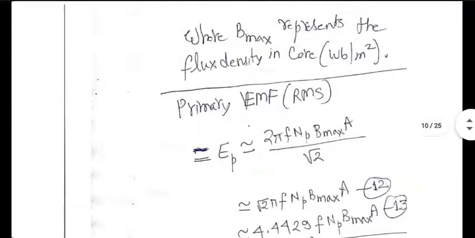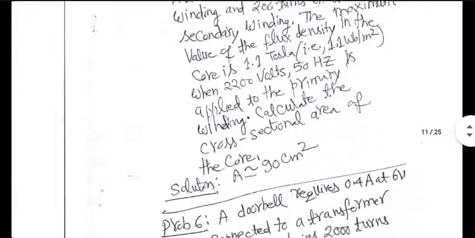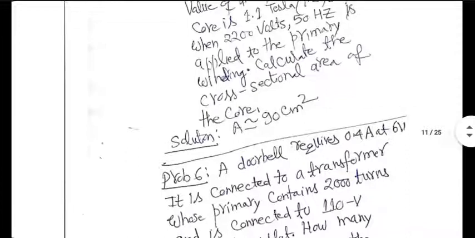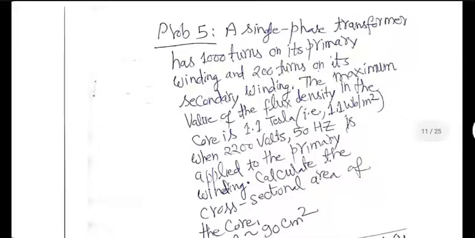I think we have done this already in the past. So use this equation directly. Plug in all the numerical values. You should be able to get A. BM is given. 90 centimeters square approximately. Yeah, we have done this already.